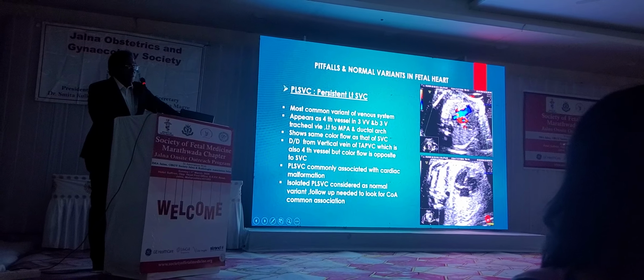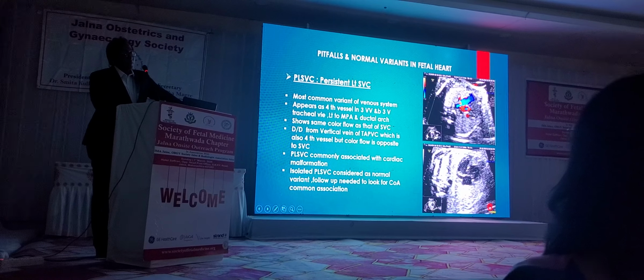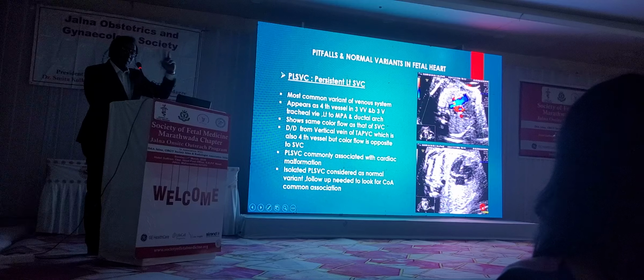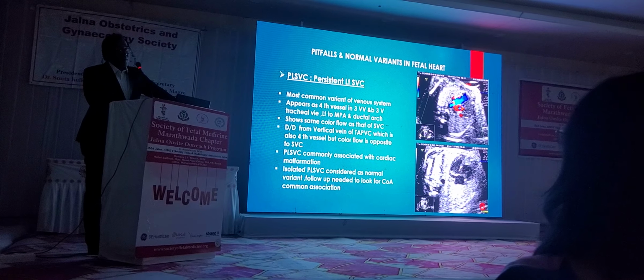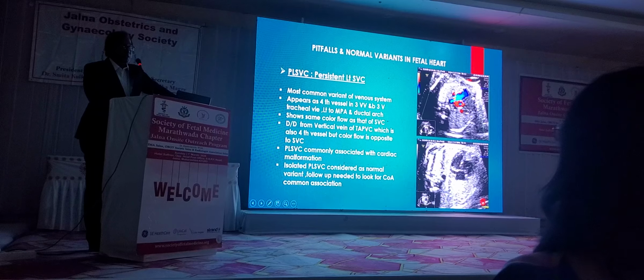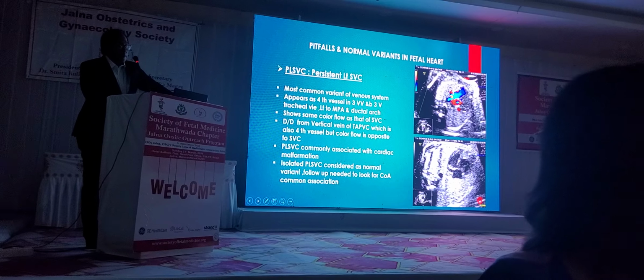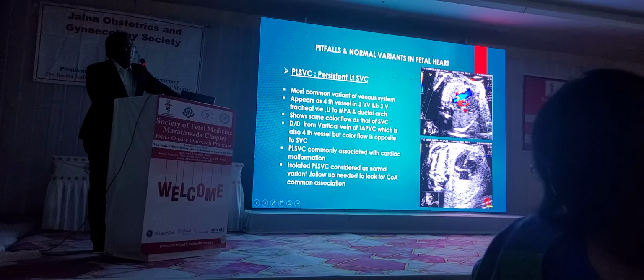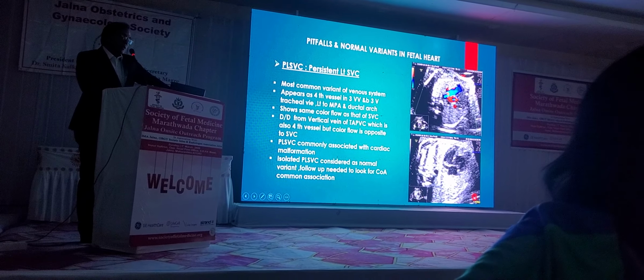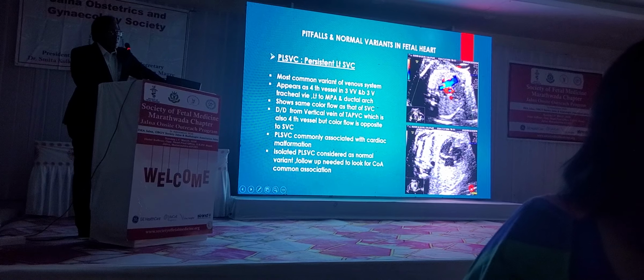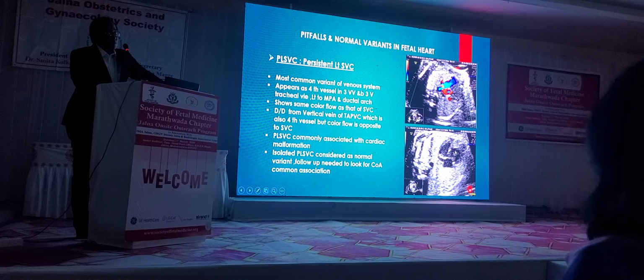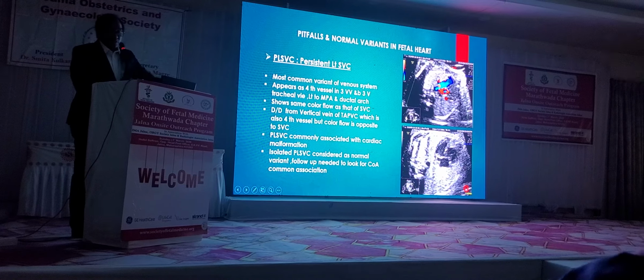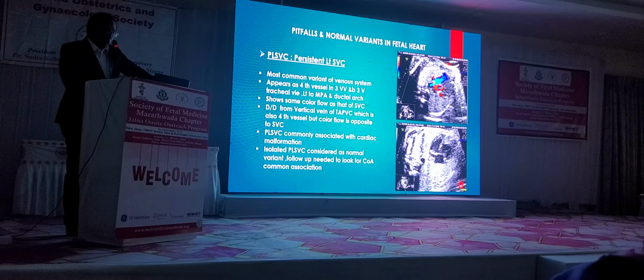PLSVC is the commonest venous anomaly. Both the veins will show the same color, in contrast to PAPVC, where the extra vessel will show the opposite color because it is going away from the heart. Secondly, the coronary sinus is seen dilated in such cases. It should be differentiated from ASD. In the coronary sinus, as I told, the flow will be towards the right atrium, whereas in ASD it will be away from the right atrium. That is a differentiating point.